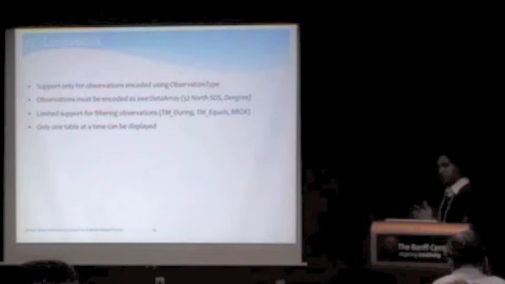We also have limitations with the filters that are offered. We can only use temporal filters for periods and instants, and we can only use a spatial filter for bounding boxes. Another limitation is that only one table can be displayed at a time, and only one type of observation can be displayed at a time in a table.